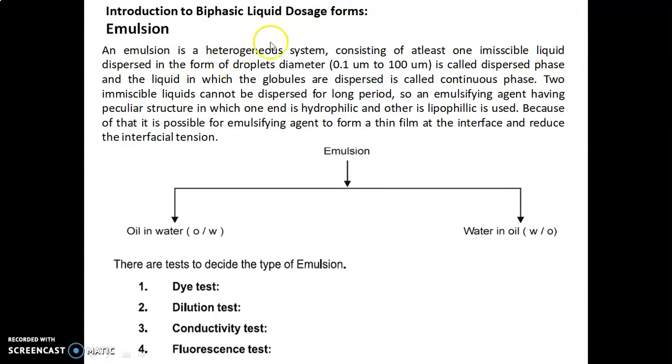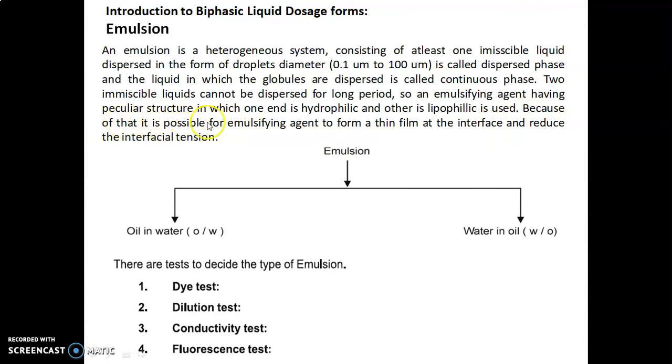An emulsion is a heterogeneous system consisting of at least one immiscible liquid dispersed in the form of droplets with a diameter of 0.1 micrometer to 100 micrometer, called the dispersed phase, and the liquid in which the globules are dispersed is called the continuous phase. The two immiscible liquids cannot remain dispersed for a long period, so an emulsifying agent having a peculiar structure, in which one end is hydrophilic and the other is lipophilic, is used.